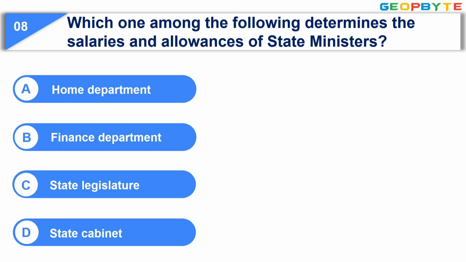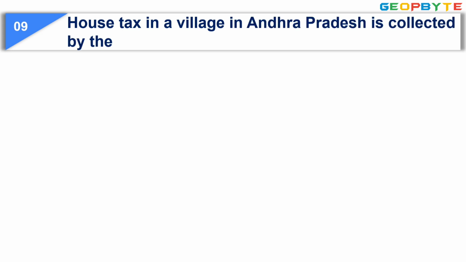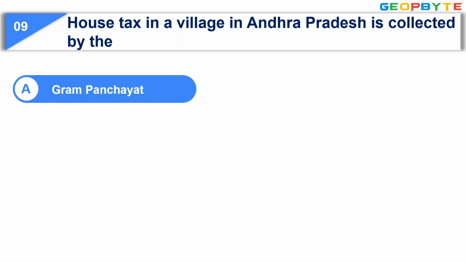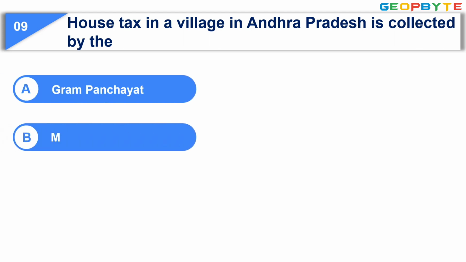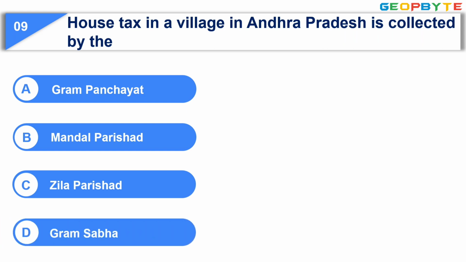Your time is up and the correct answer is option C, State Legislature. Moving to the ninth question. House tax in a village in Andhra Pradesh is collected by the option A, Gram Panchayat. Option B, Mandal Parishad. Option C, Zilla Parishad. Option D, Gram Sabha. Your time starts now.